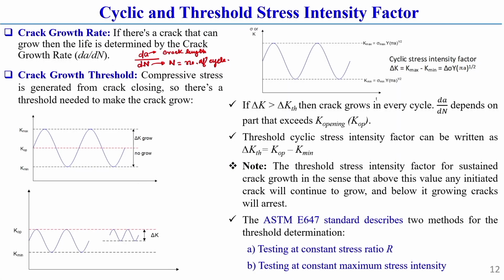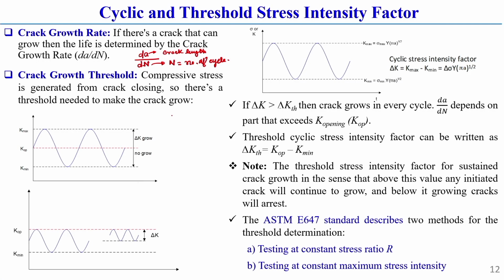A threshold value of stress intensity, in the sense a threshold value of stress is required. Why stress intensity or stress am I telling? Because we need some stress level, beyond that generally you can say the crack can start propagating. Below this the crack is not propagating.